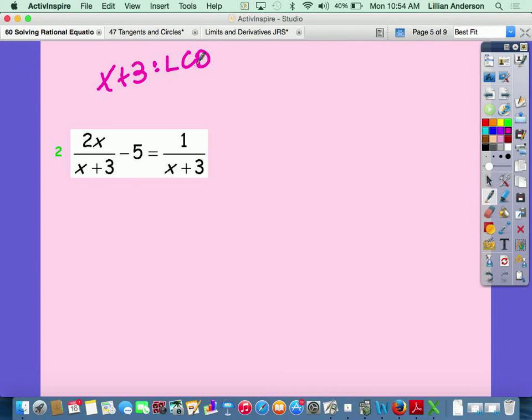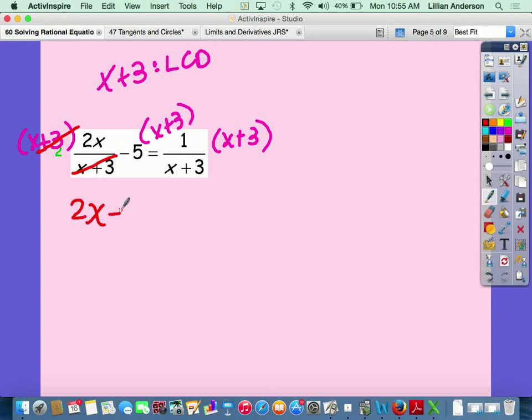I find my LCD, and then my second step, I multiply everything by the LCD. So that means I multiply the first fraction by x plus 3, the second one by x plus 3, and then the last one by x plus 3. So this x plus 3 is going to cancel out with the denominator, right? Leaving just 2x. Then 5 times x plus 3, because this x plus 3 doesn't cancel out anything.